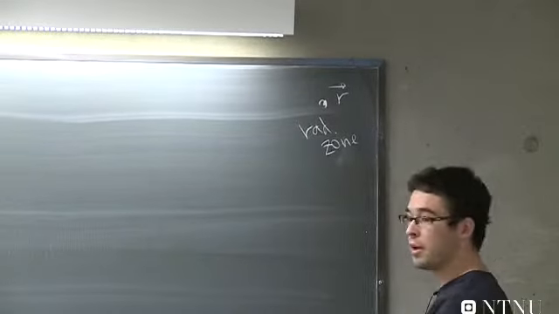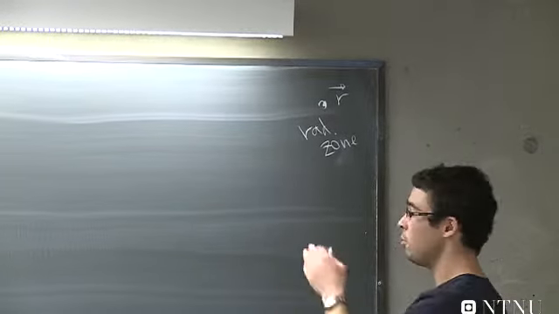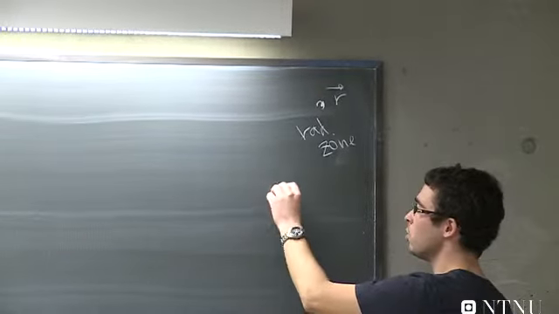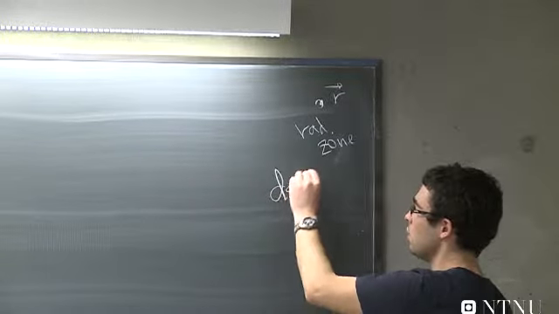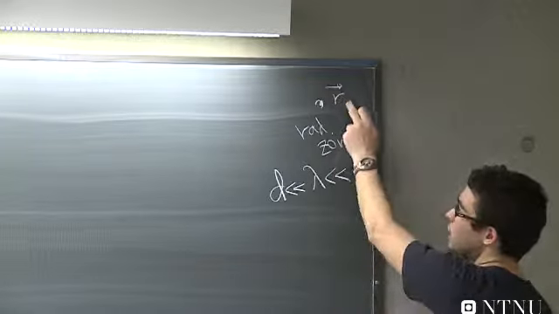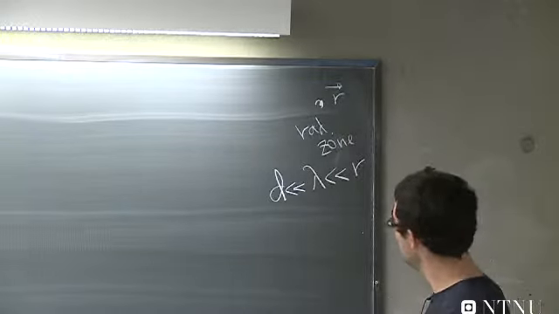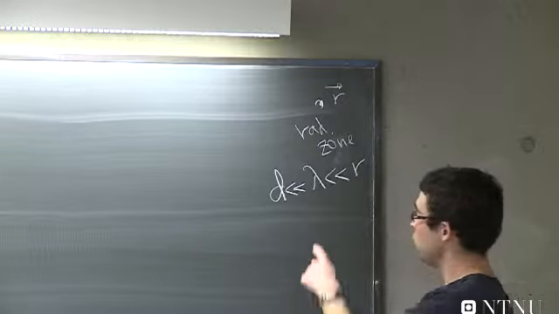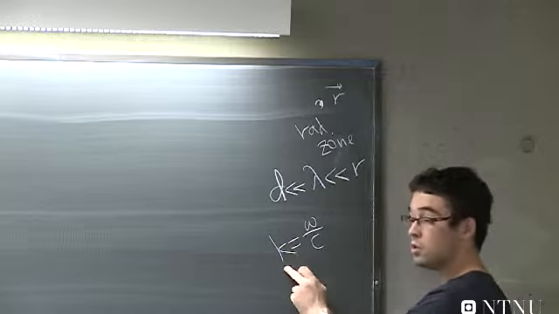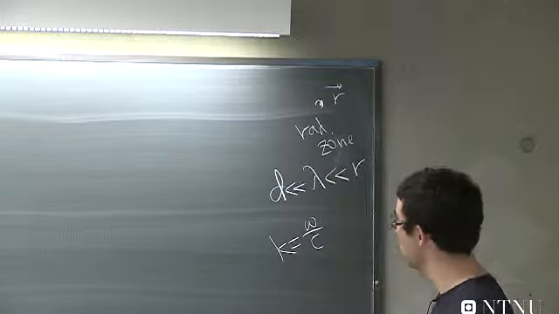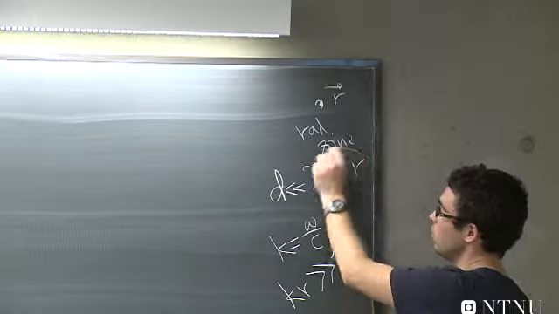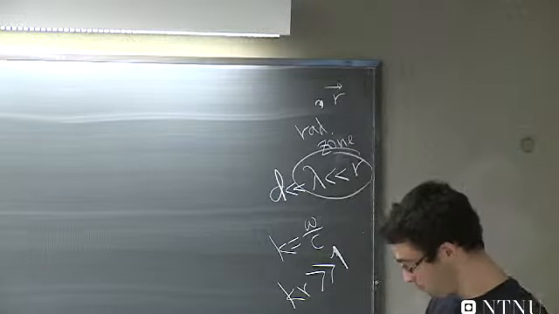And the radiation zone is basically, to separate the near zone from the radiative zone, we use the approximation that d is much less than lambda, which is much less than r, the distance from the source. If you don't recall how we determined lambda, k is equal to omega over c, and k is 2 pi over lambda. So that gives you the length scale. You could also say that kr is much larger than 1. That's equivalent to this.